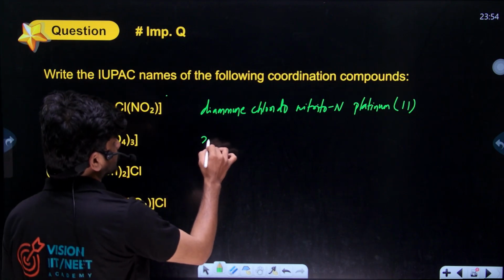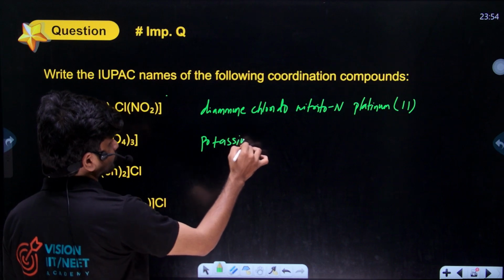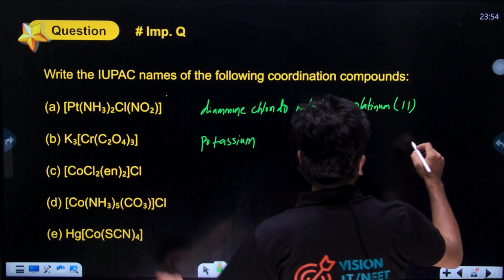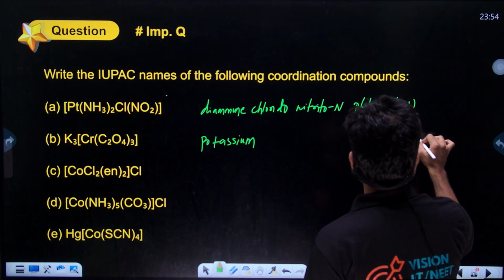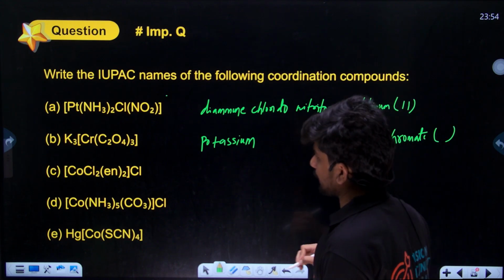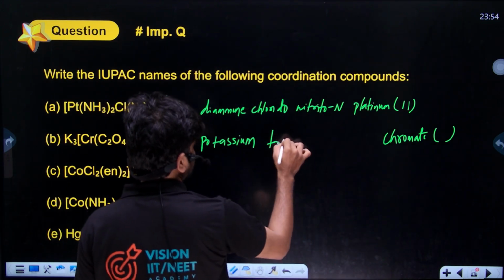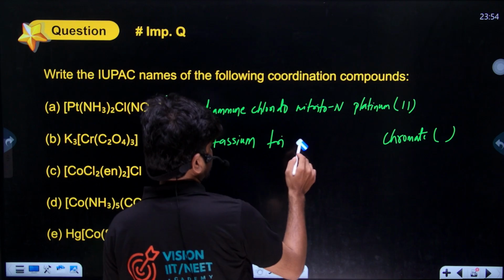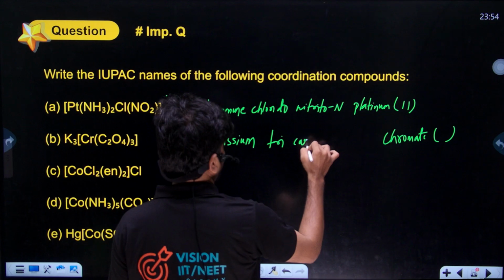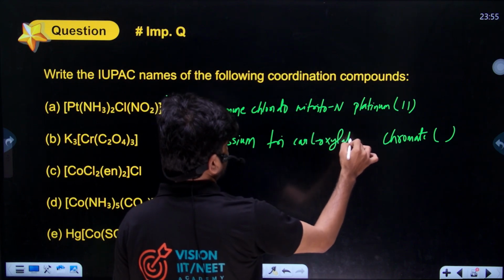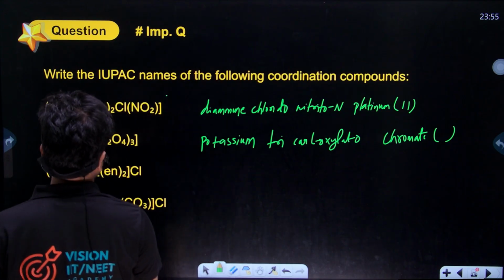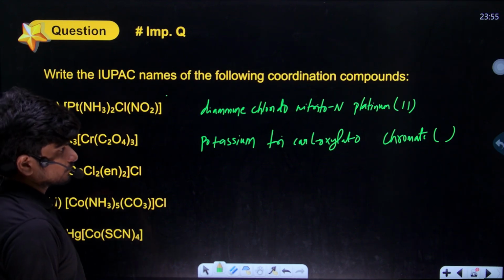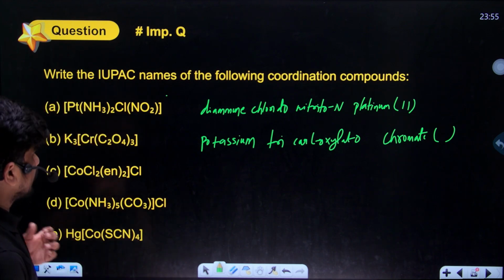Okay. Next, you have potassium. So write potassium at the starting. Potassium, chromium, chromate, because this is an anionic part, right? So you have chromate. You write your oxidation state in the brackets. What do you have here? Tris. You can write this as carboxylato. Okay, you'll be writing it as tris carboxylato chromate.